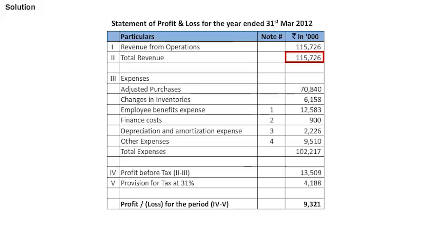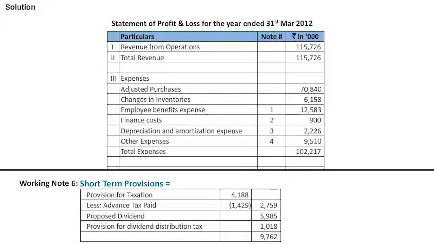Deduct that from the total revenue. You get profit before tax. And then the provision has to be made to the extent of 31% of profit before tax as a tax provision. So this into 31%. So 4188 rounded off to 0 decimals. 4188 is basically your provision for tax.